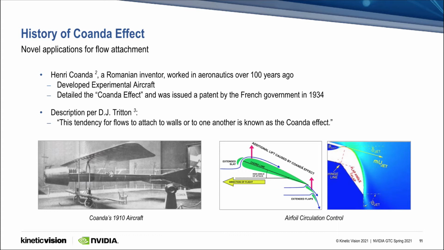On the bottom right, you can see two different images of multi-element airfoils. The flap that's shown in the very bottom right image actually shows a jet of air flowing around the flap, which induces a pressure gradient normal to the flap itself and helps maintain attached flow. This is important, especially for aircraft, because that attached flow can help maintain proper performance from a lift coefficient standpoint of the actual full multi-element system.